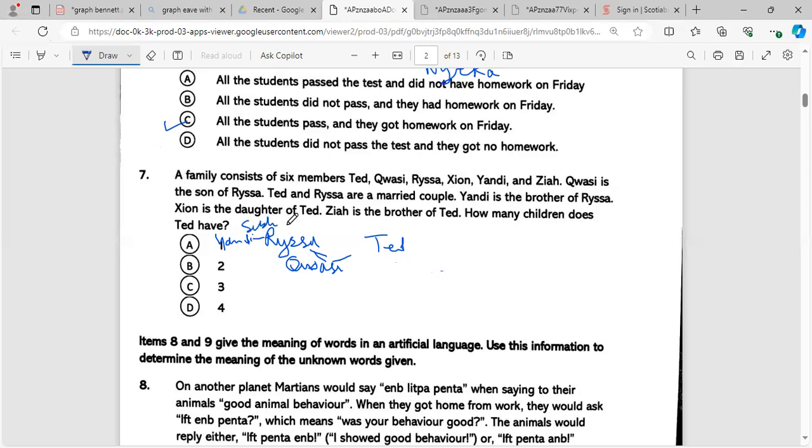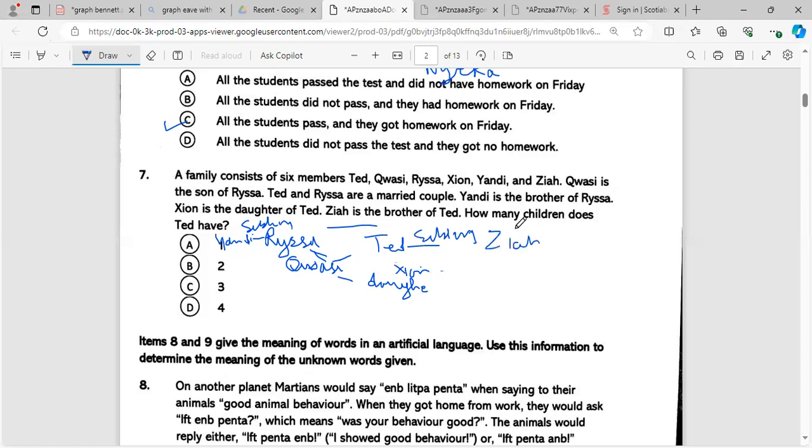Alright, we could look at the next statement now. Zion is the daughter of Ted. Oh, so this is one girl. So most likely Ted and Riza have a daughter named Zion. Zaya is the brother of Ted. So they are siblings. Everybody agree? Tell me if you do not agree, you know, guys. Yes, sir. Okay. I agree. It's true.